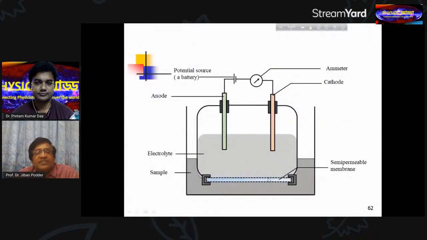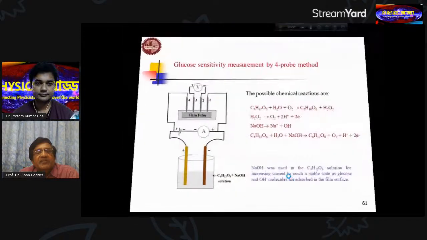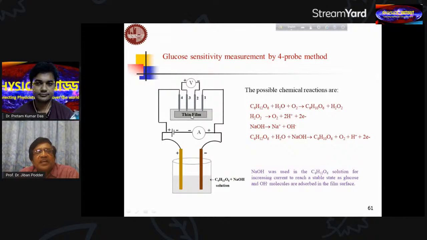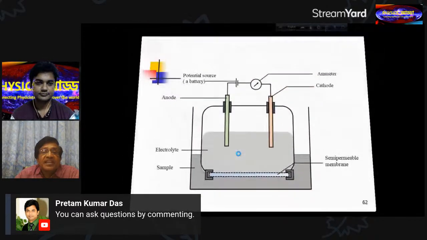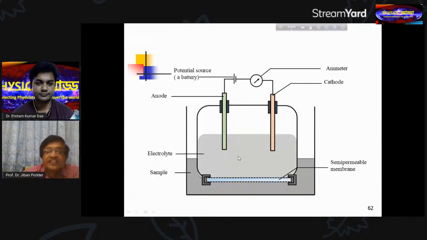Next, you see this is the whole sample, and a semi-permeable membrane is used as a transparent coating in the glucose solution. In the presence of glucose a resistance is measured, and without glucose a resistance is measured in this circuit. That deviation gives us the absorption and the resistivity value. Resistivity may increase or decrease, depending on the nature of the films.